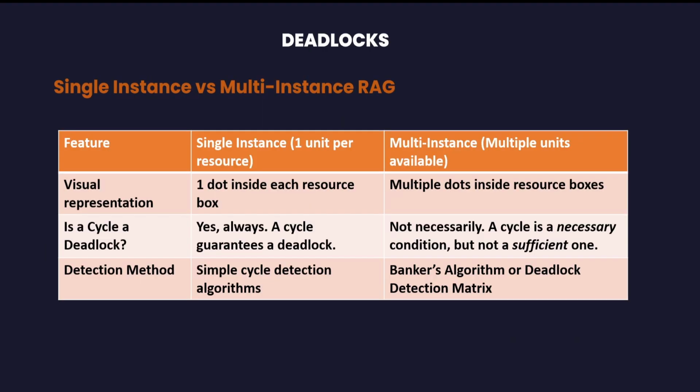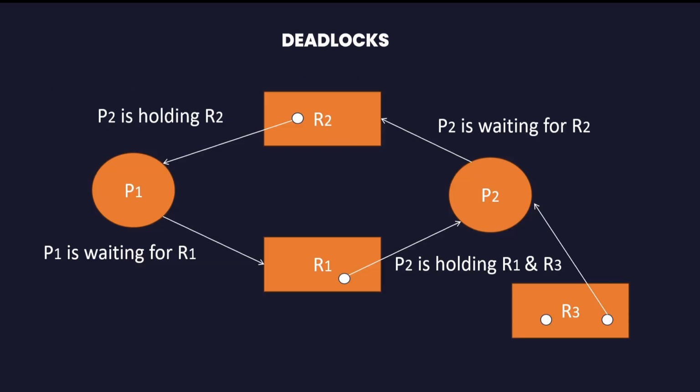Single instance versus multi-instance RAG. Visual representation. In single instance, only one dot inside each resource box. In multi-instance, multiple dots inside resource boxes. So here, R3 had two instances. There were two dots. So that is why this was a multi-instance RAG. If R3 wouldn't have been here, this diagram, including P1, P2, R1, R2, would have been a single instance RAG.